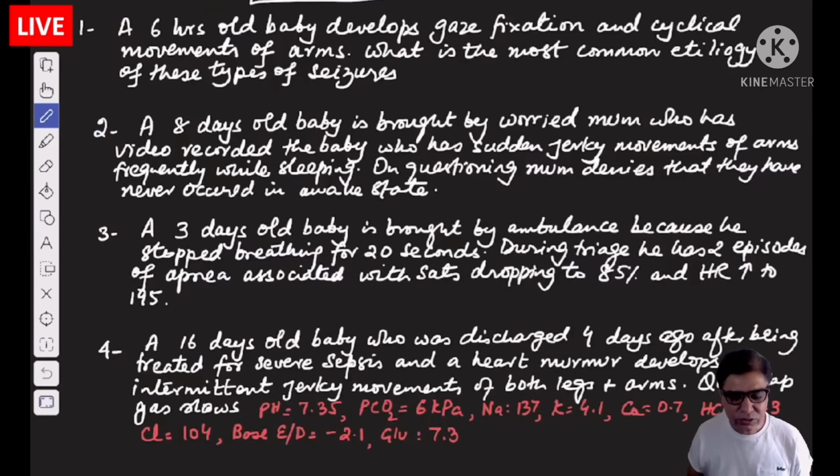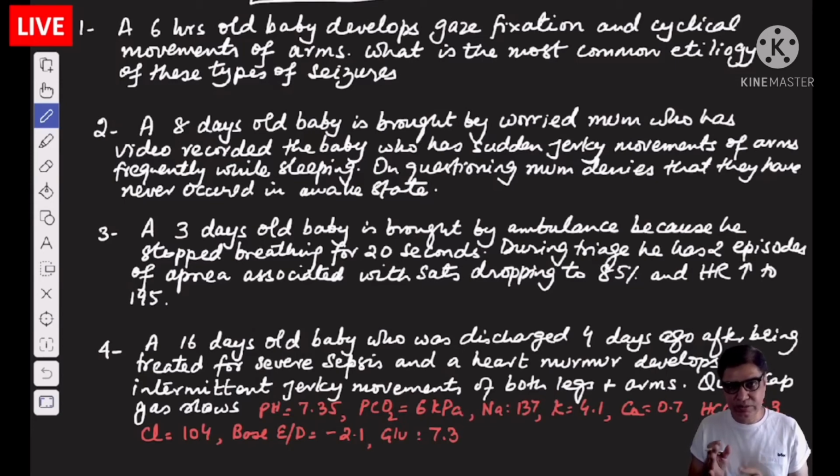Now let's do a few short cases just to consolidate the theoretical aspect that we have learned in this lecture. So we start with a 6-hour-old baby who has a bit of hypotonia as well, and the mom says he developed gaze fixation. He's fixed his gaze in one direction, and he does that occasionally, and he's got some cyclical movements of the arms. So mom brought him, she's very much concerned that something is happening with the baby.